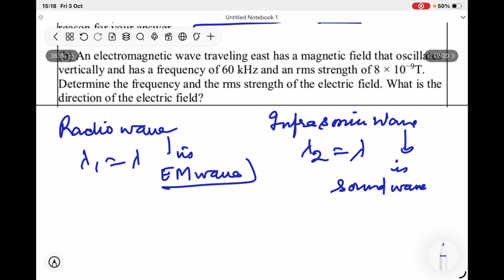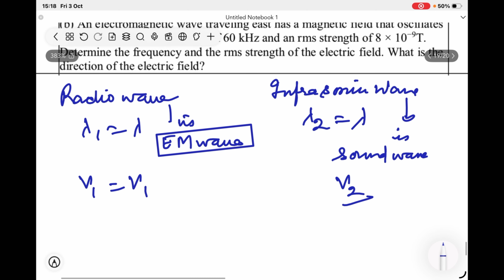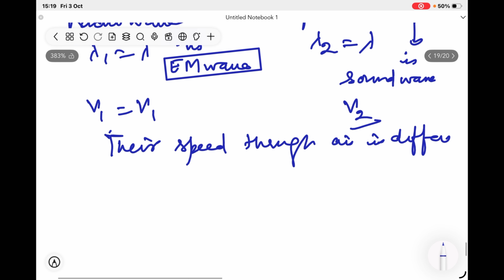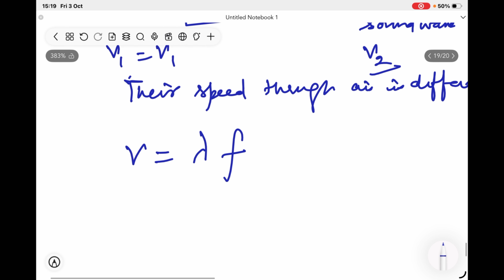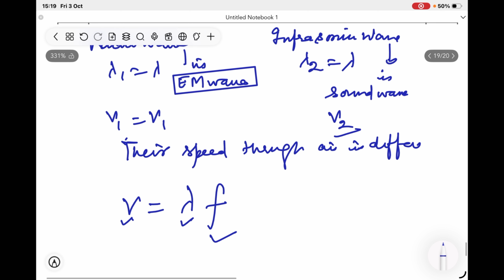Radio wave is an electromagnetic wave and infrasonic wave is a sound wave. So their velocities are different. You should write their speeds through air are different. And you know velocity equals lambda into frequency. Velocity is different, wavelength is different, so their frequency will also be different.